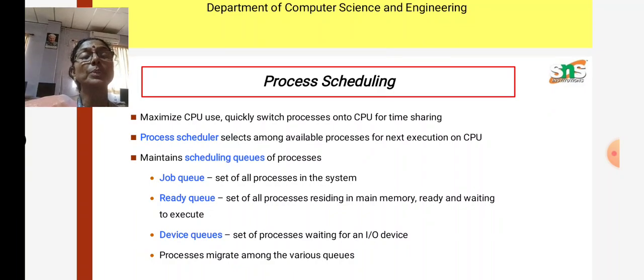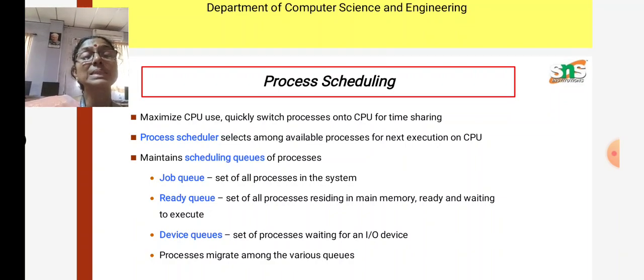One is the job queue. The job queue holds the set of all processes in the system. Next is the ready queue. In the ready queue, the set of all processes reside in main memory, ready to execute and waiting.